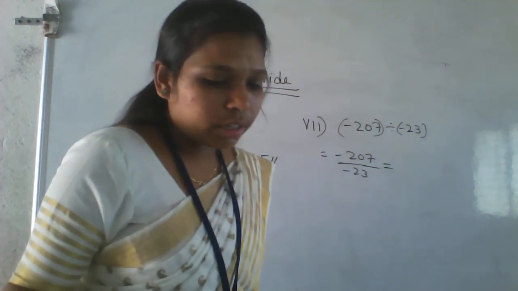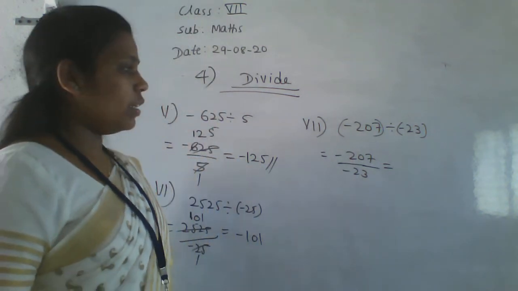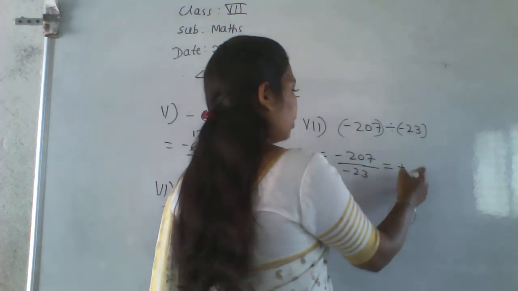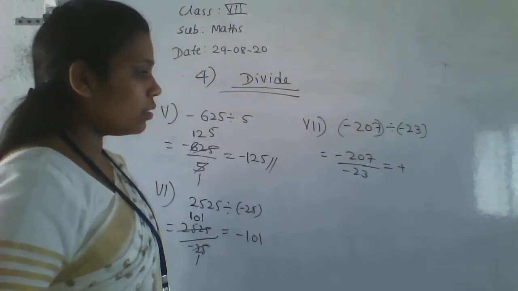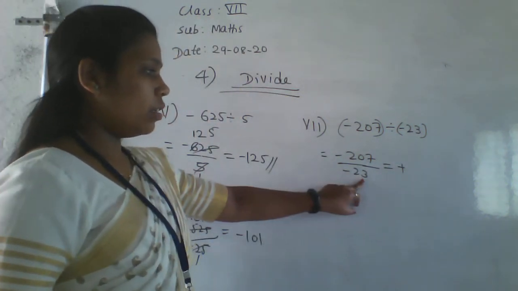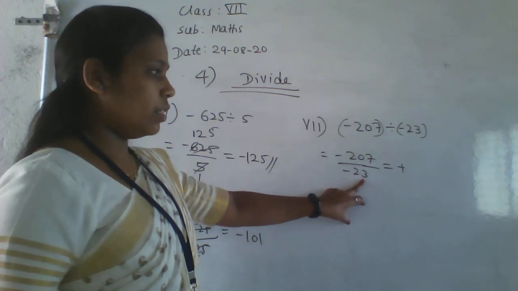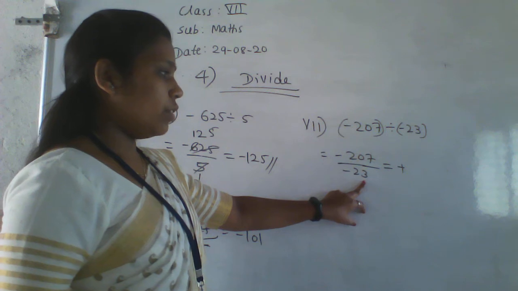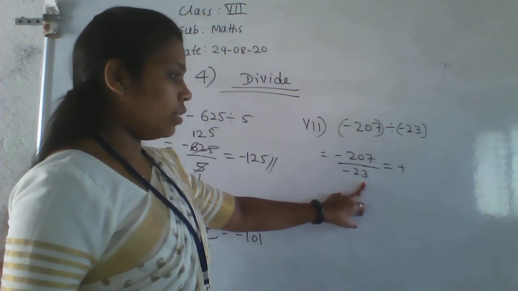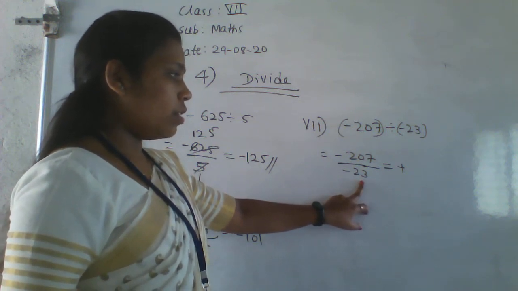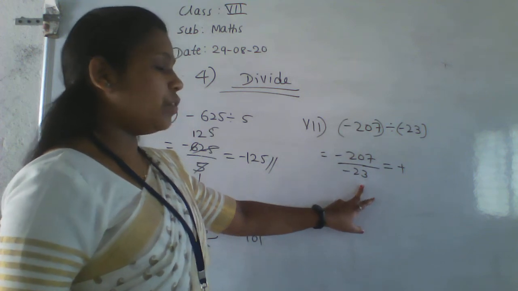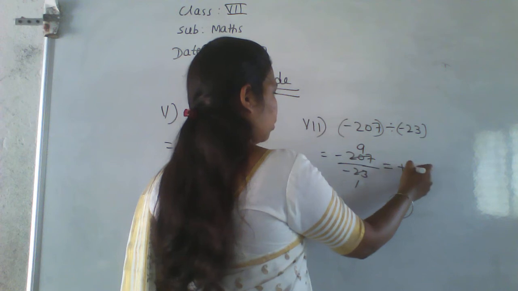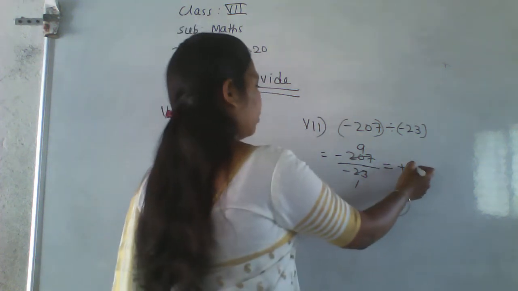Minus 207 divided by minus 23. Minus minus will become a plus only. So here, what is the answer? Check. 4 3s are 12, 5 3s are 15 and 6 3s are 18. No. 7 3s are 21, 8 3s are 24, 9 3s are... 23 9s is how much here? It's a 9 only. So here the answer is 9.